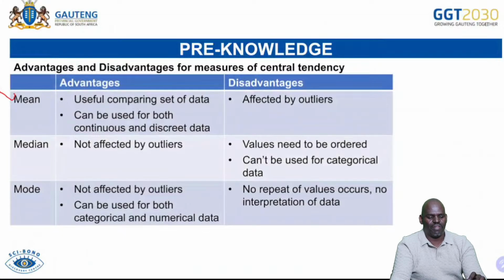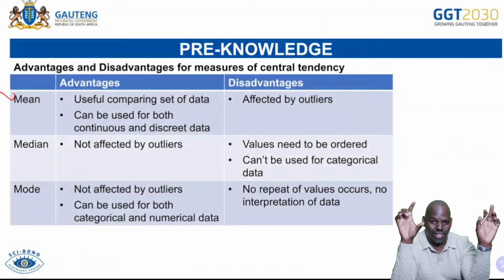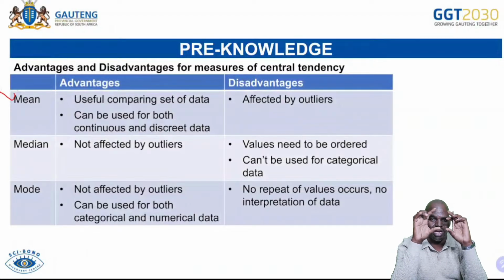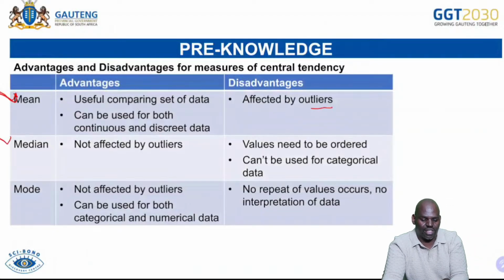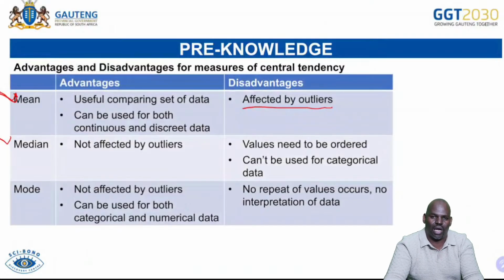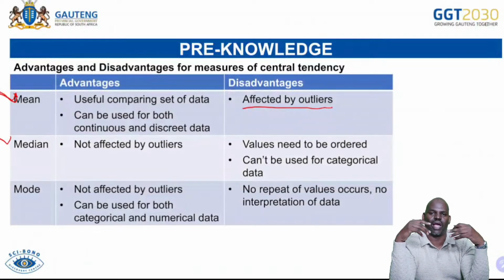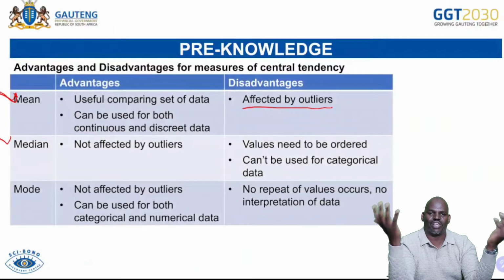So if the examiner asks you which measure of central tendency will be the best, you look at your data set. If there is no outlier, we'll say the mean. But if there's an outlier, we'll say the median. That is why you see in this case, they say it is affected by an outlier. So if we have to choose the mean, we might not get a true reflection of the summary.